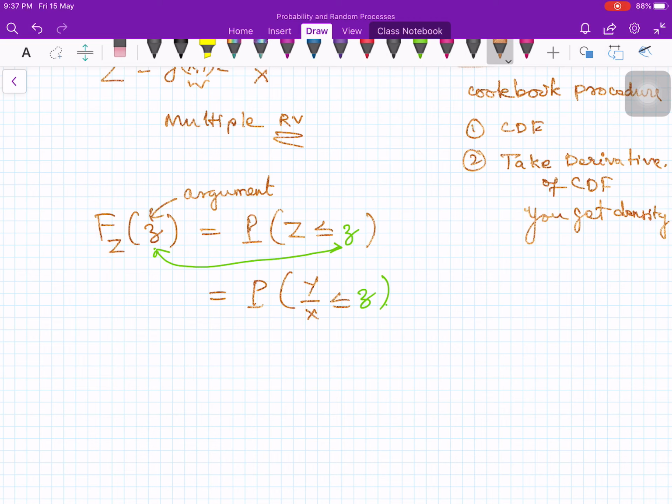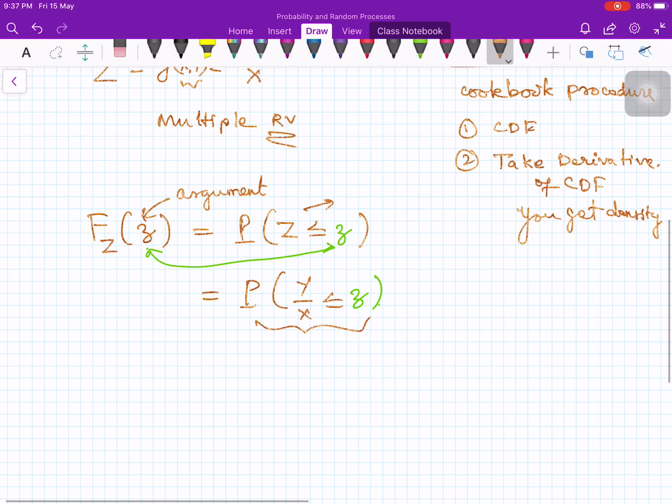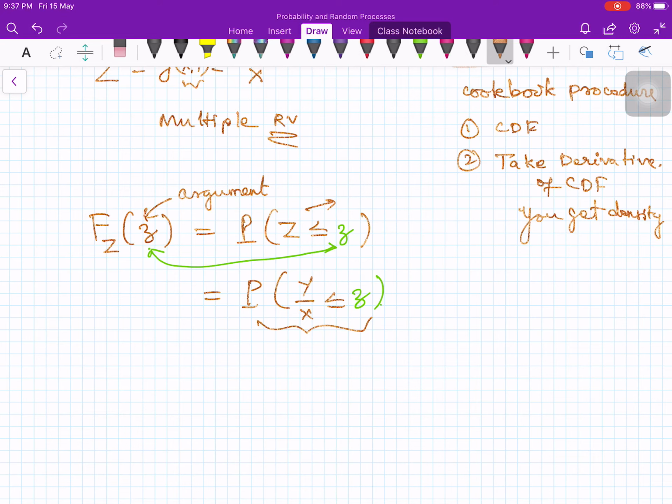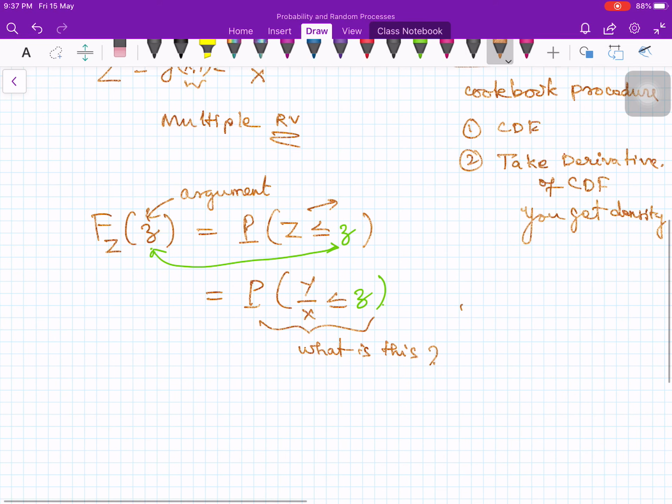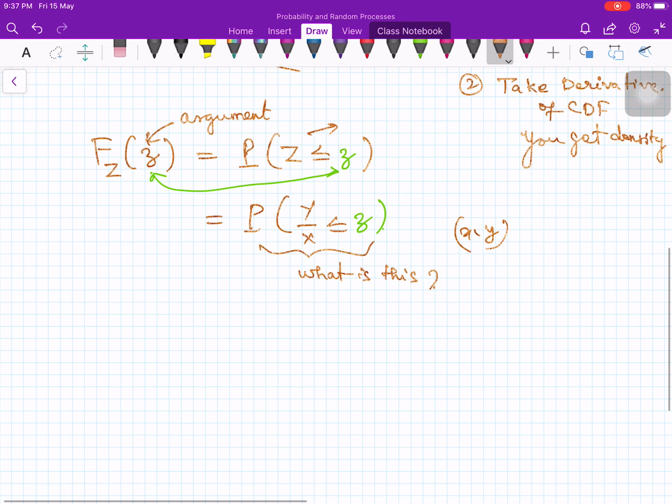Now let's write this event in terms of the random variables. This is a probability. Which one? This is the probability of the random variable of interest. This is the probability that the random variable is less than or equal to small z. So now what is this? The ratio is going to be less than or equal to small z if and only if the pair x comma y happens to fall below the line that has a slope z.